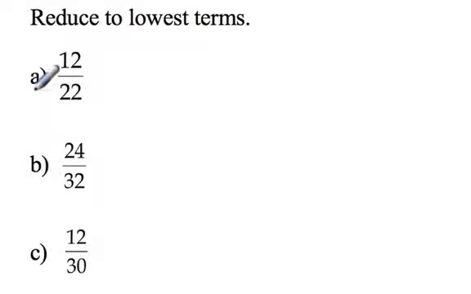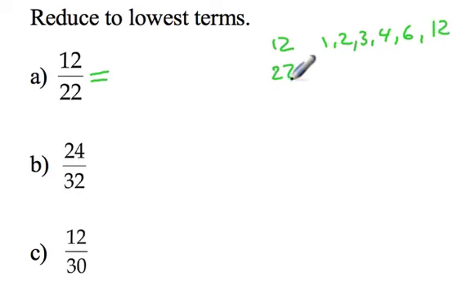Here we have to reduce the fraction to lowest terms. In order to do that, you have to find the greatest common factor between numerator and denominator. There are a couple ways to do that, and one is to find all the factors for both numbers and then see which one's the greatest common one. For 12, factors are 1, 2, 3, 4, 6, and 12. For 22, 1, 2, 11, and 22. So the only common ones are 1 and 2, so the greatest common factor is 2.